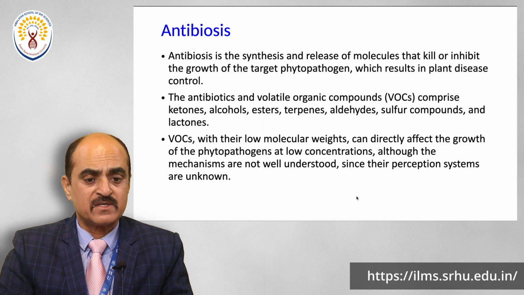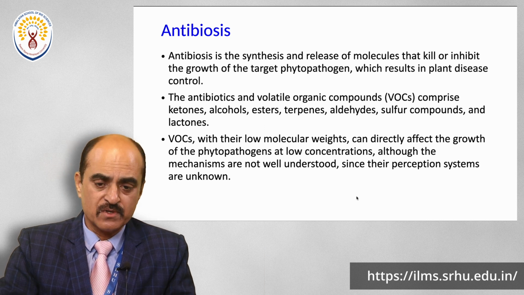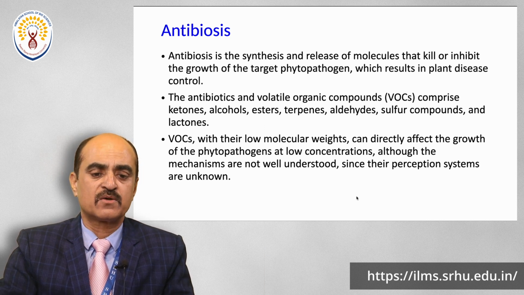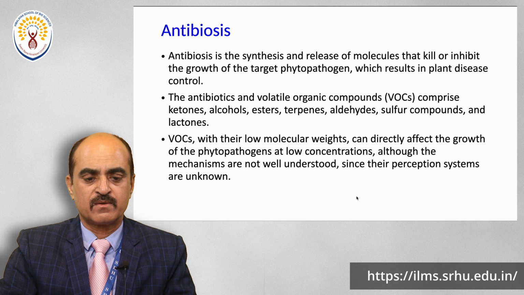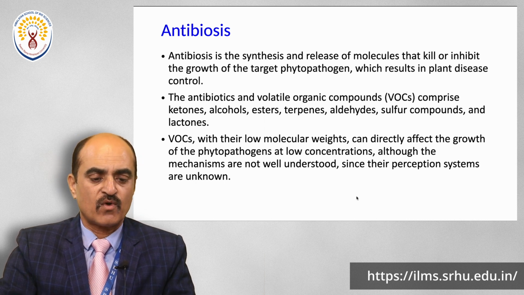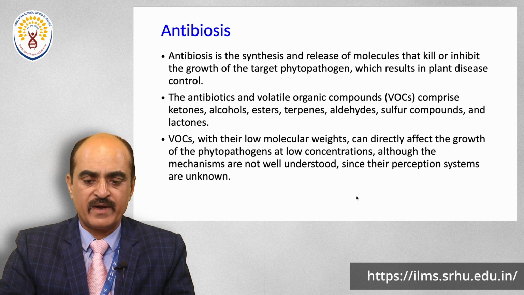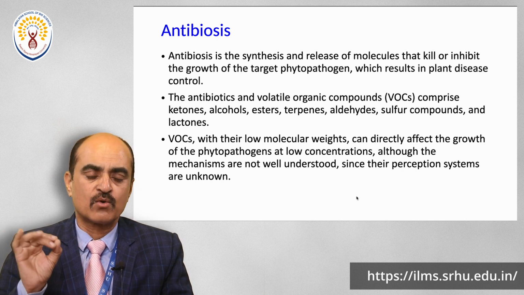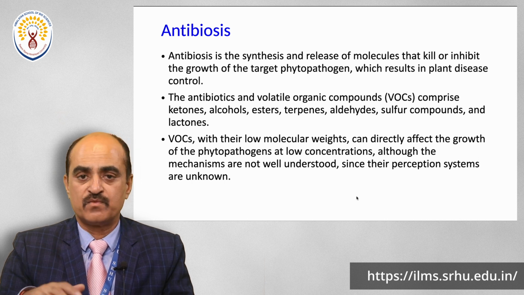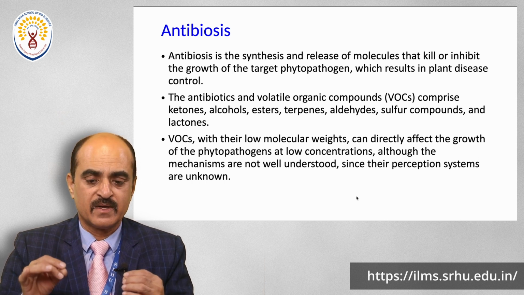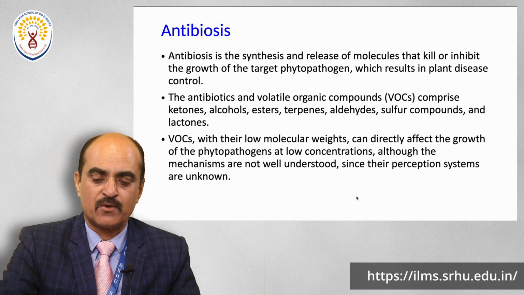Antibiosis also. Antibiosis is the synthesis and release of molecules that kill or inhibit the growth of target phytopathogens, which results in plant disease control. The antibiotics and volatile organic compounds include the ketones, alcohols, esters, etc. The volatile organic compounds having low molecular weights can directly affect the growth of phytopathogens at low concentrations, although we do not understand the exact precise mechanism, since their perception systems are unknown.